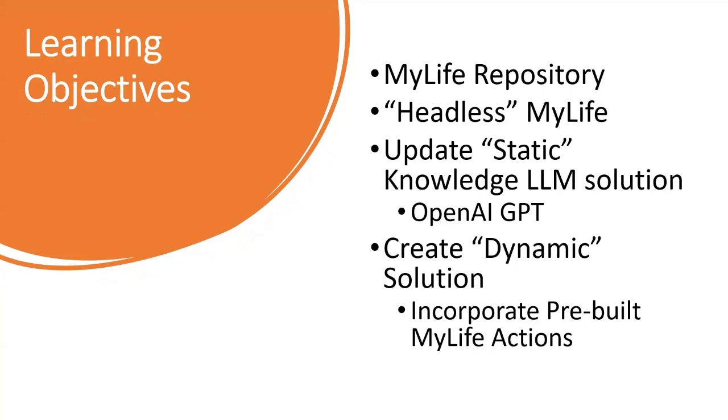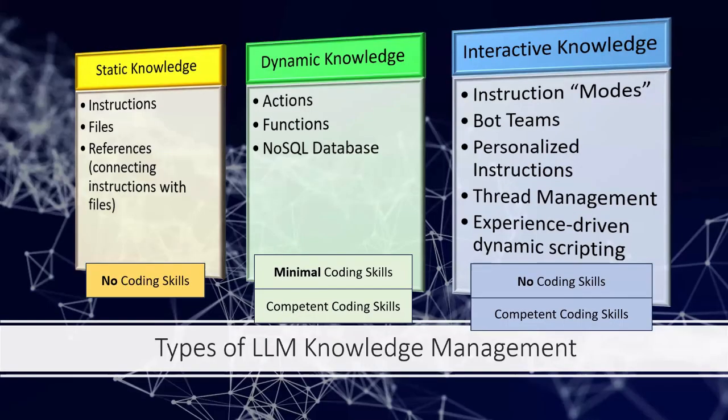But we're also going to investigate this dynamic solution where we incorporate these pre-built MyLife actions. Just very quickly, we're defining static knowledge as the instruction sets, or few-shot prompt engineering, depending on what sort of model we're using. We use OpenAI GPTs under the hood. I think they call it something else, but they're the same agents. They come with a capacity to set instructions, files, and references in those instructions to the files, and there's no coding necessary for that sort of work.